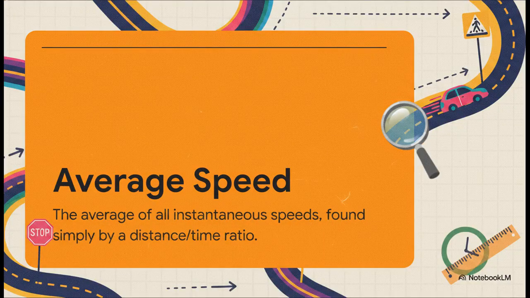But think about a real trip, say to school or to work. You're never going one constant speed, are you? Of course not. You speed up, you slow down, you hit traffic. Your average speed just smooths all of that out. We just take the total distance you covered and divide it by the total time it took. It gives you one clean, simple number for the whole trip.